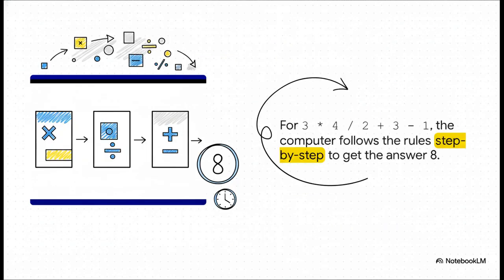Okay, let's try another one. Here, multiplication and division have the same level of priority. So what's the tiebreaker? Simple. It just works from left to right. First, 3 times 4 becomes 12. Then, 12 divided by 2 becomes 6. And only then does it add the 3 and subtract the 1, landing perfectly on 8, every single time.